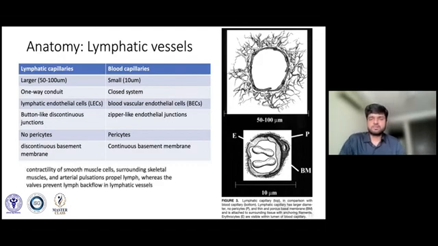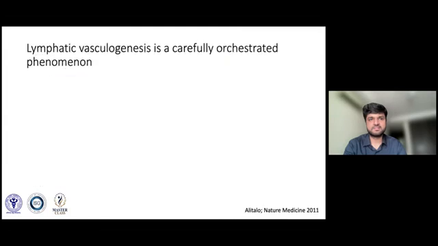Essentially, there is no pumping mechanism within the lymphatic system itself. It's just the contractility of the smooth muscle cells, the surrounding skeletal muscles, and the arterial pulsations that propel the lymph. And there are multiple lymphatic valves that prevent lymphatic backflow. Lymphatic vasculogenesis in itself is only recently getting better understood, and it is a carefully orchestrated phenomenon.